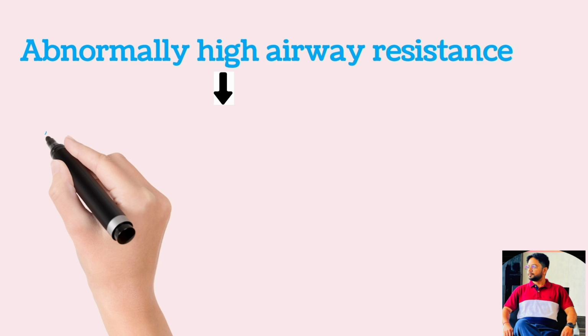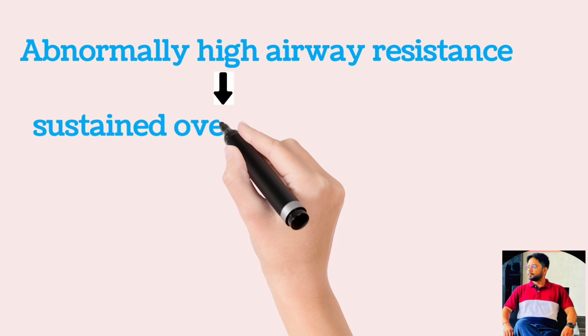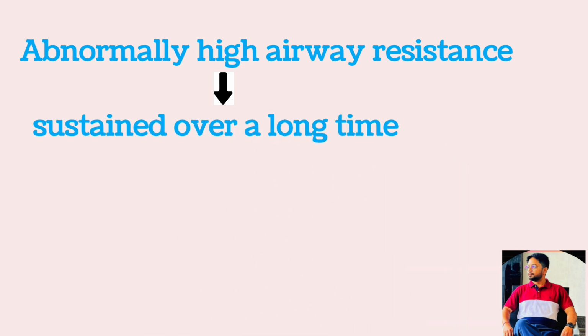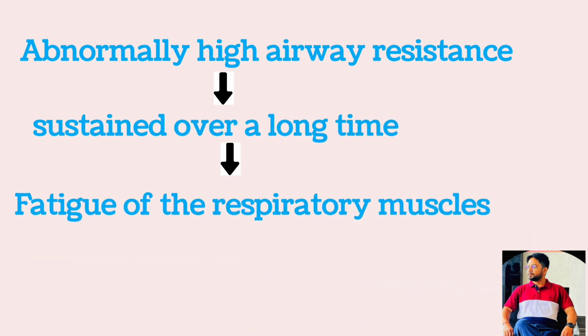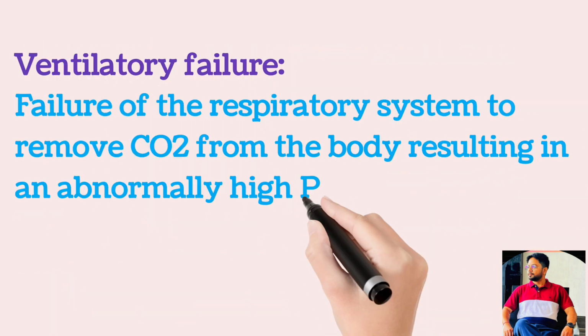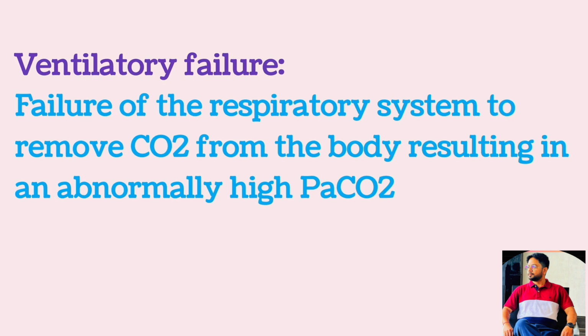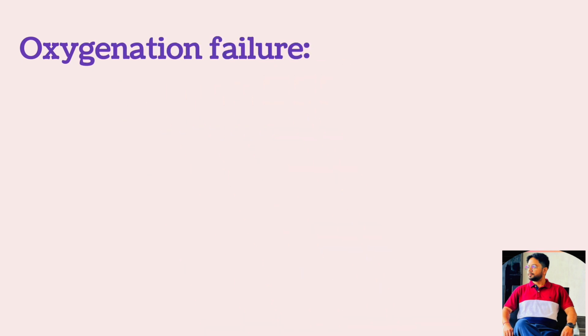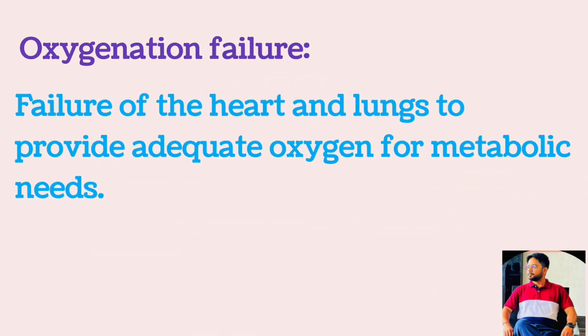The work of breathing imposed on a patient is increased when the airway resistance is high. This creates a detrimental effect on the patient's ventilatory and oxygenation status. If an abnormally high airway resistance is sustained over a long period of time, fatigue of the respiratory muscle may occur, leading to ventilatory and oxygenation failure. Ventilatory failure means failure of the respiratory system to remove carbon dioxide from the body, resulting in an abnormally high PaCO2. And oxygenation failure means failure of the heart and the lung to provide adequate oxygen for metabolic needs.